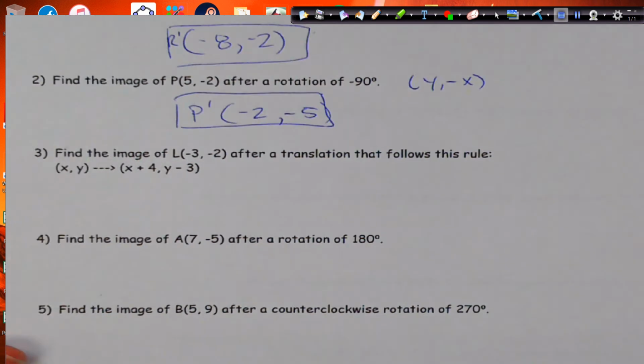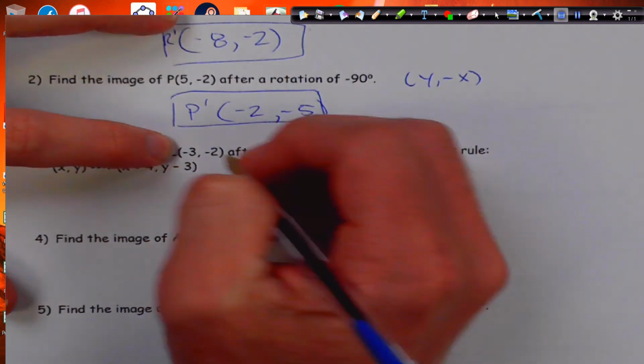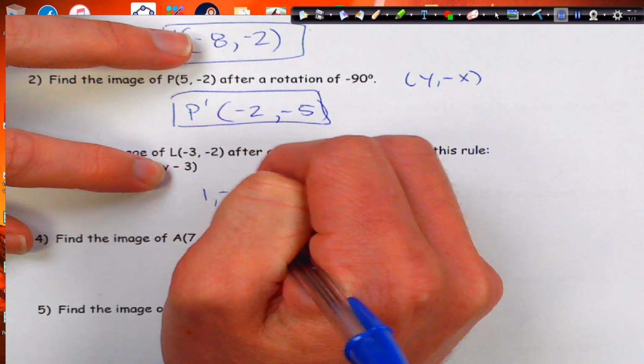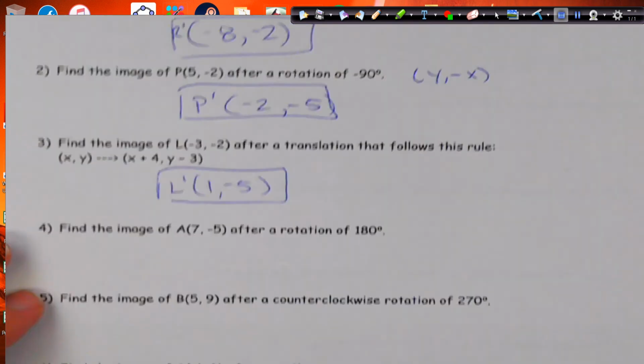Find the image after a translation that follows this rule. So I'm just adding 4 units to this. This is going to be negative 3 plus 4, which is 1. I'm going to subtract 3 from that. That's negative 5. So L prime is 1 comma negative 5.